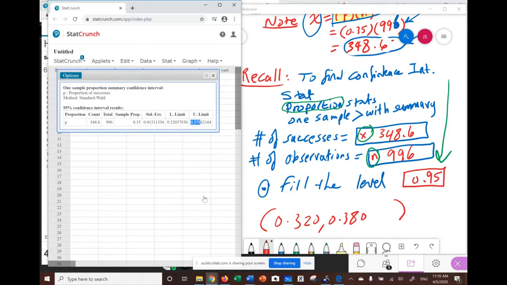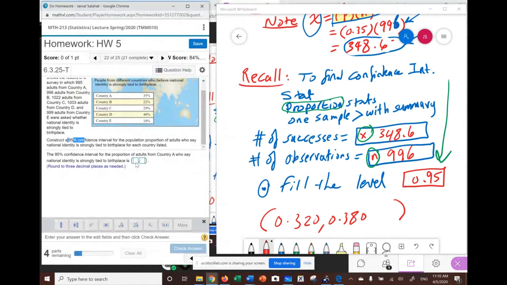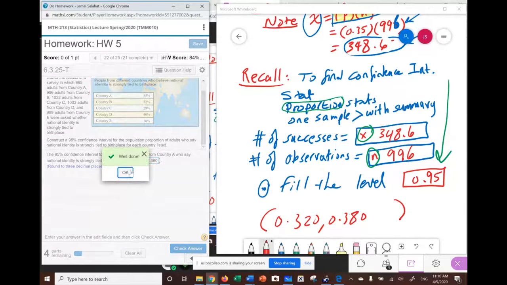0.379, there is a 6 at the end, so we're going to put 0.380. So let's put this down and check the answer. So this is 0.320, and the second number is 0.380. So if we check in here, we get the correct answer.